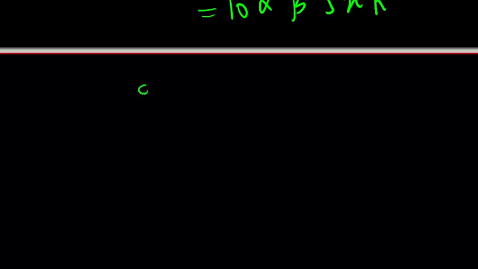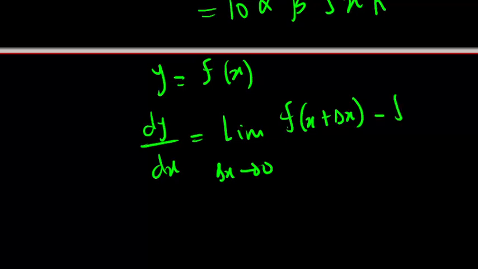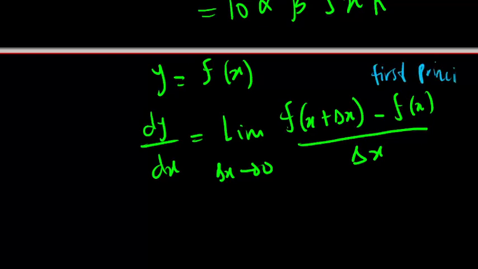In the first principle, you'll be using the idea of limit of a function. Let's say you have y equal to f of x. You'll have your dy dx equal to the limit as dx approaches 0 of f of x plus dx minus f of x over dx. So this is referred to as first principle, using first principle for your differentiation. But I'm not going to use that one now.